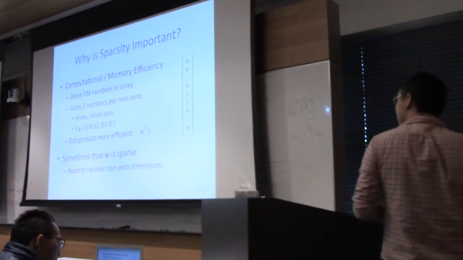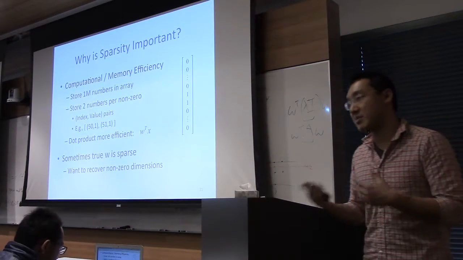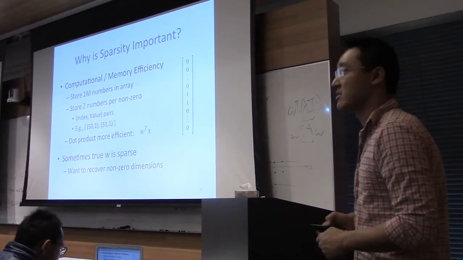Sometimes the true model is sparse, right? And we want to actually recover the non-zero dimensions of W. This is something that people care about, especially in statistics, high-dimensional statistics.